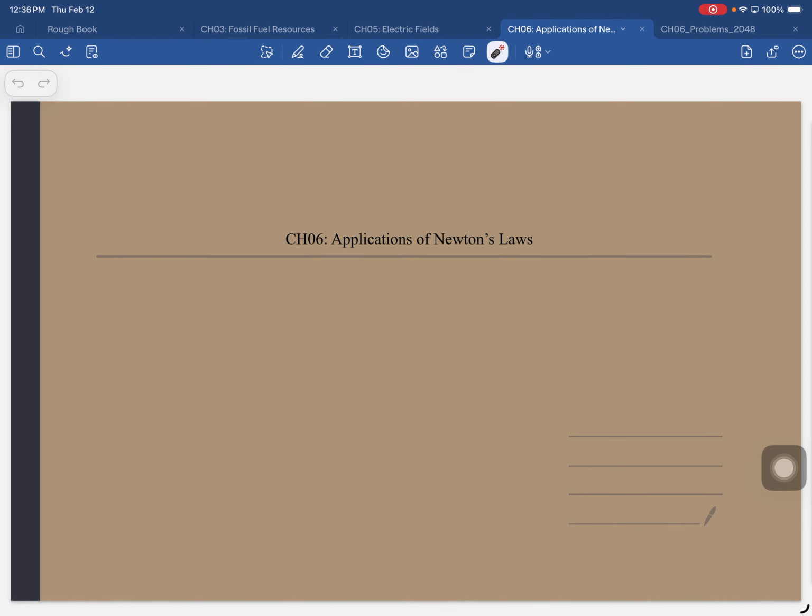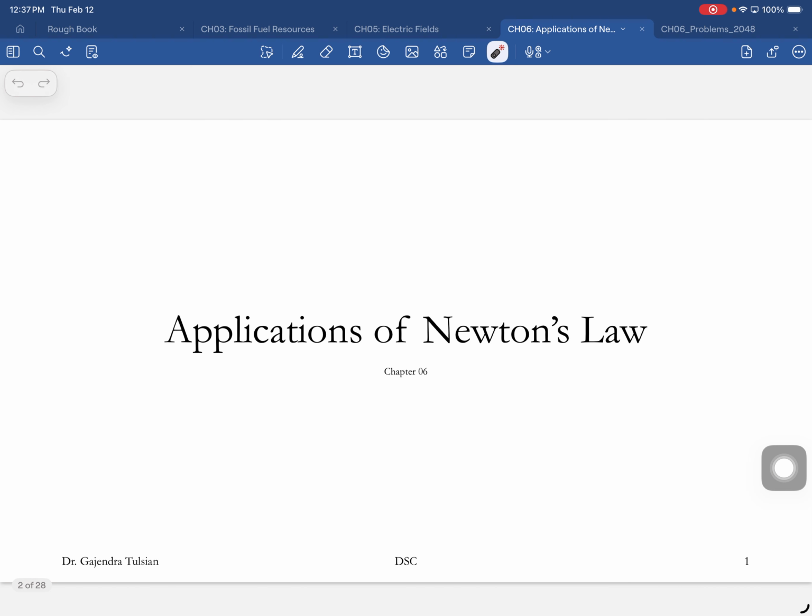All right, so this chapter is about applications of Newton's laws. So we've studied three laws of motion that Mr. Newton gave us, and we'll look at some of the applications of those three laws. Okay? So now, before we get into that, let me remind you of those three laws.